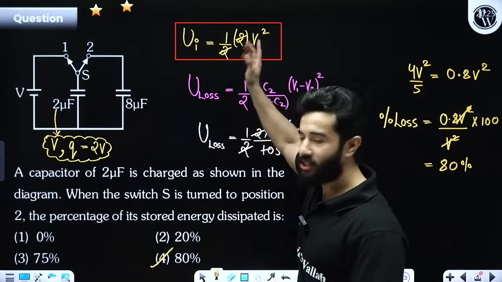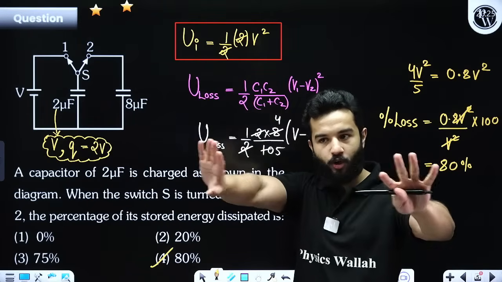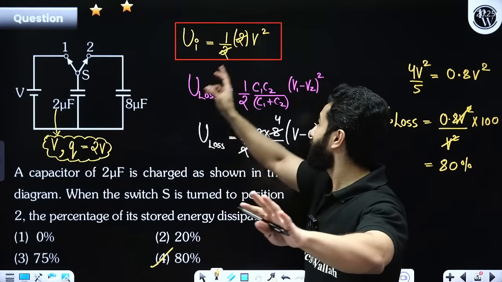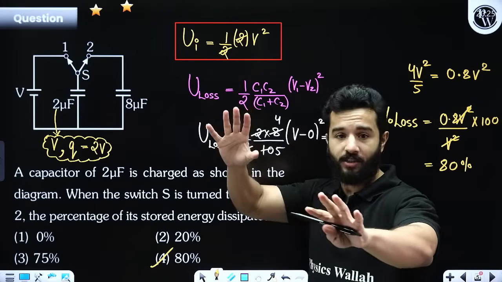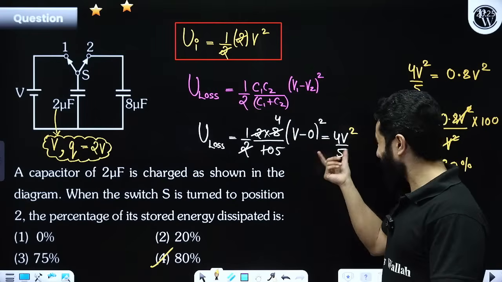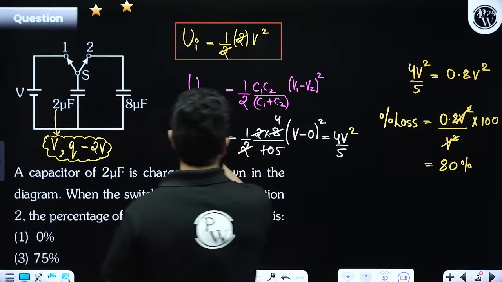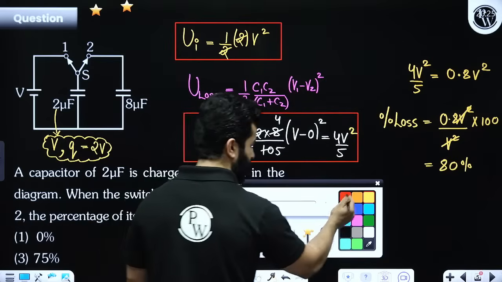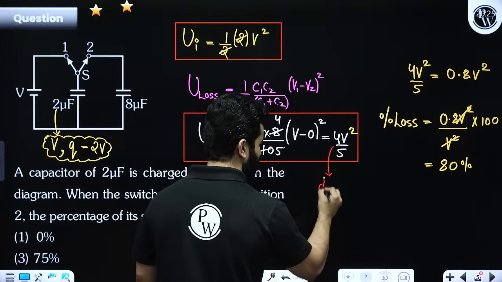Initial energy is V square. Initial energy is V square, no doubt about it. Correct? Loss is 4V square by 5. So this is the dissipated energy, right? This energy is being dissipated. Kindly see.